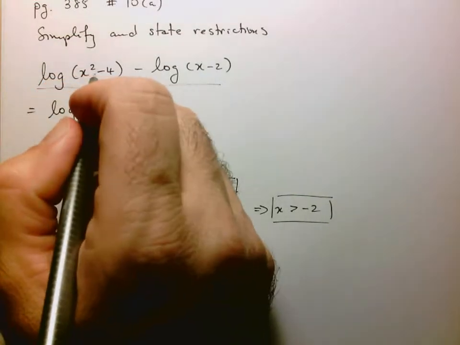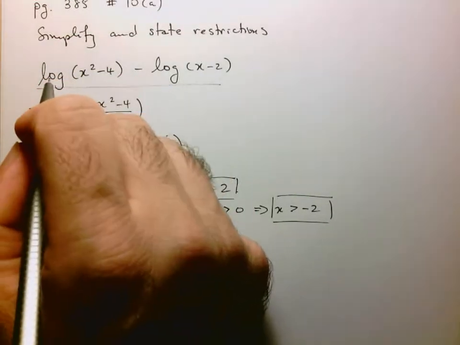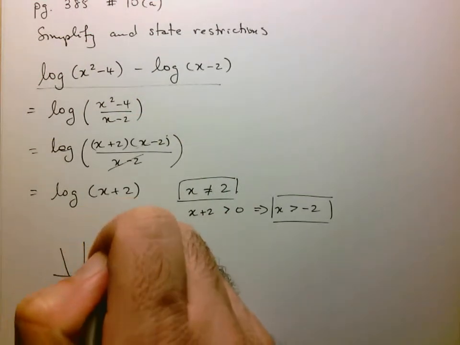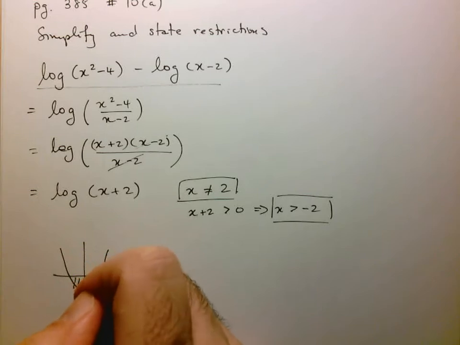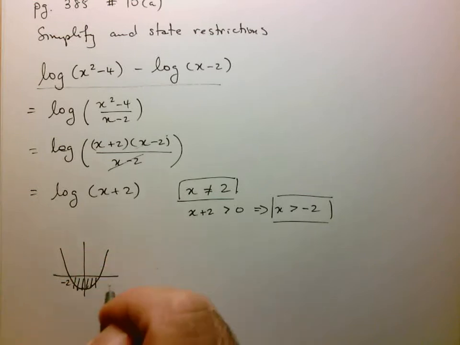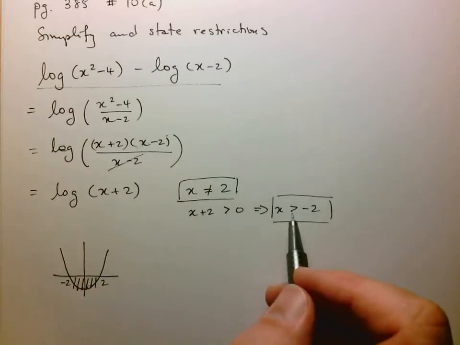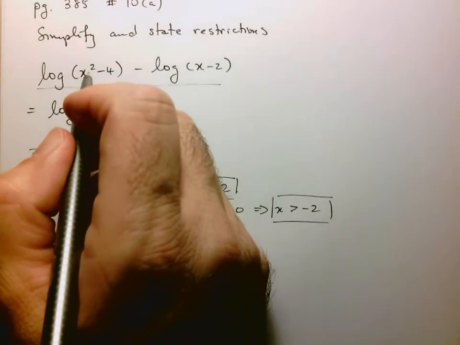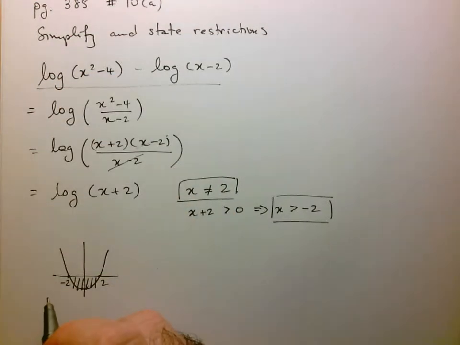If we take a look at x squared minus 4, that's the input to that logarithm. What does x squared minus 4 look like? It's negative between negative 2 and 2. We had said x can be anything greater than negative 2, but now we realize that all these values between 2 and negative 2 give us negative numbers. So we cannot include them because of that first expression.